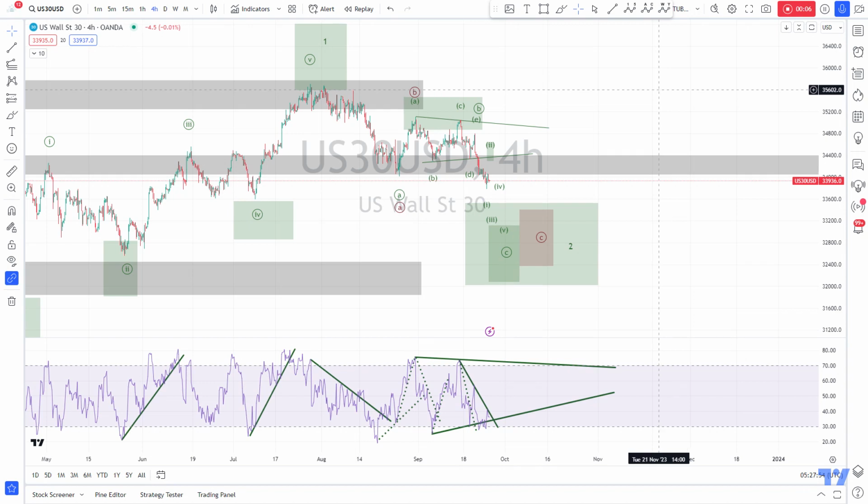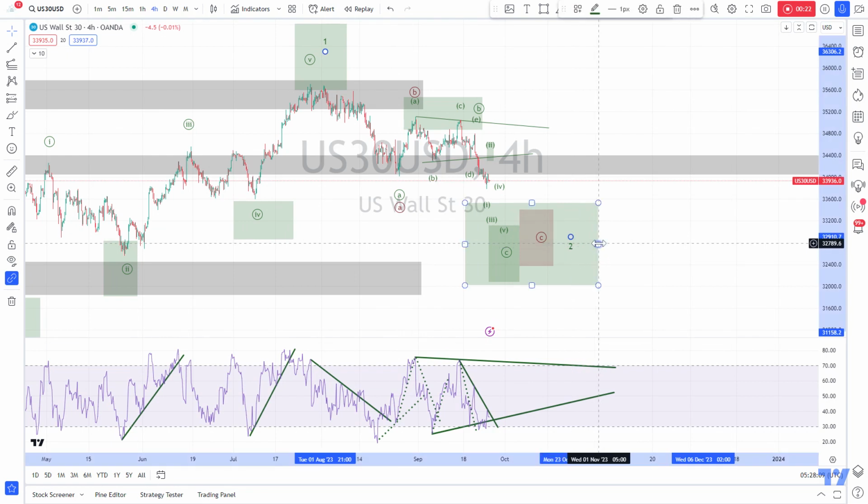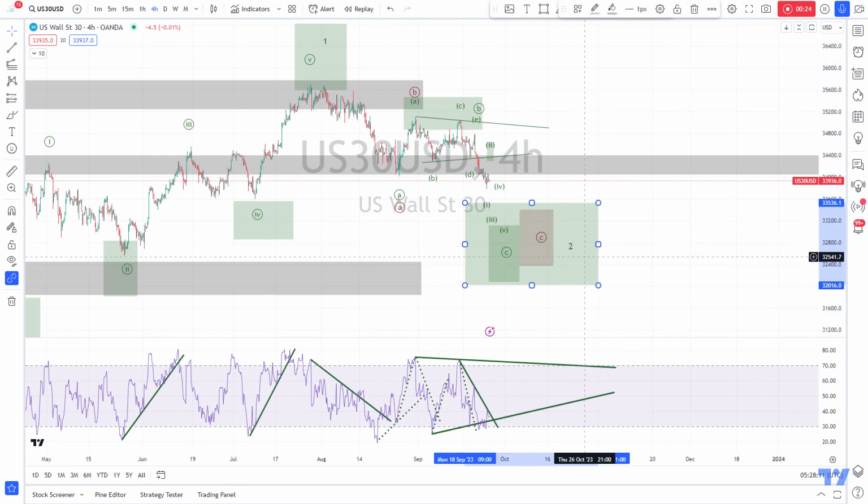Time is around 5:30 GMT, and we will have a look at the Dow Jones futures on the Oanda platform. So my take on the Dow Jones is that we finished a wave 1 here and that we are currently working on this wave 2. This is the target area for our wave 2.